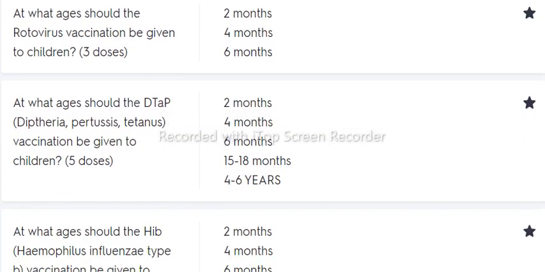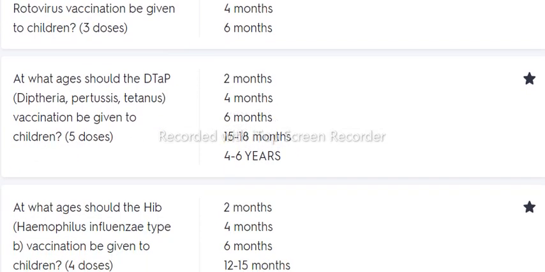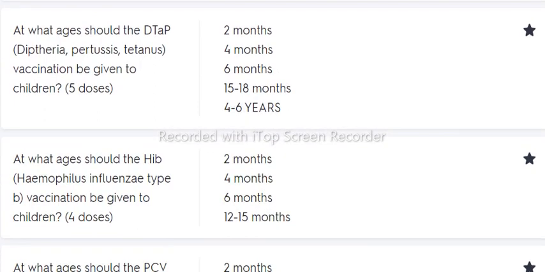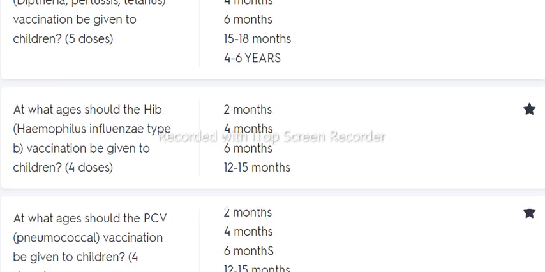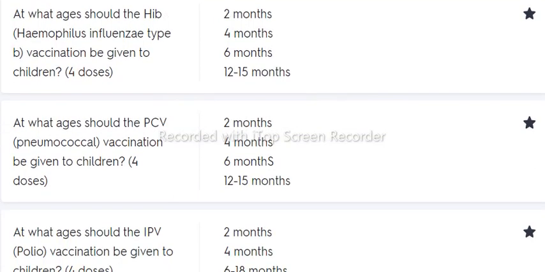At what ages should the rotavirus vaccination be given to children? 2 months, 4 months, 6 months. At what ages should the DTaP vaccination be given to children? 2 months, 4 months, 6 months, 15 to 18 months, 4 to 6 years. At what ages should the Hib vaccination be given to children? 2 months, 4 months, 6 months, 12 to 15 months.